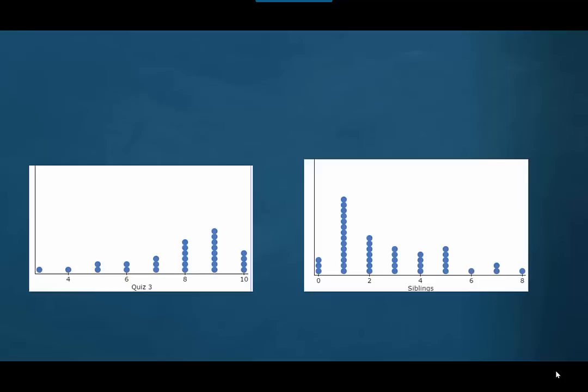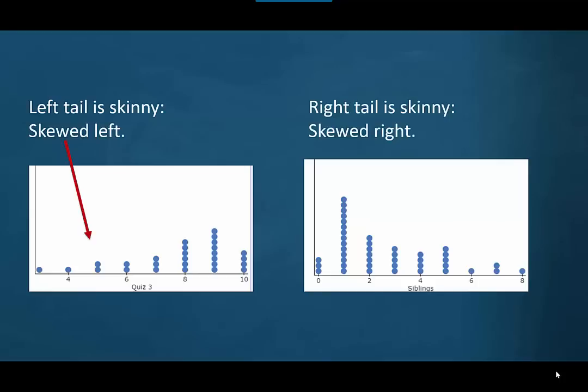So how do I remember the difference between left-skewed and right-skewed? Here's how I remember it, because students mess this up all the time. The left tail is skinny, it's skewed left. So think of skinny, skewed. The right tail is skinny, it's skewed right. So hopefully that'll help you remember that.